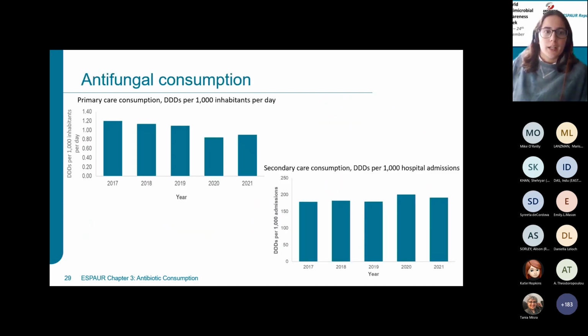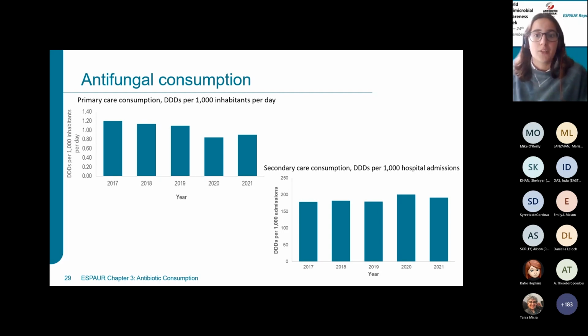So just a quick look then at antifungal consumption. So prescribing in primary care, which is the graph on the top left, similar to antibiotics, decreased from 2017 to 2021 by 25.4% from 1.2 to 0.9 DDDs per 1,000 inhabitants per day. Again, the biggest decline was between 2019 and 2020 with the start of the COVID-19 pandemic period. And consumption then increased by 6.9% from 2020 to 2021, although again, this is still below pre-pandemic levels.